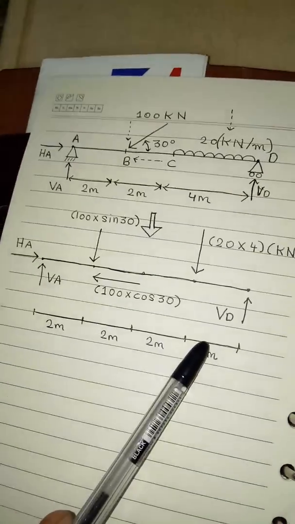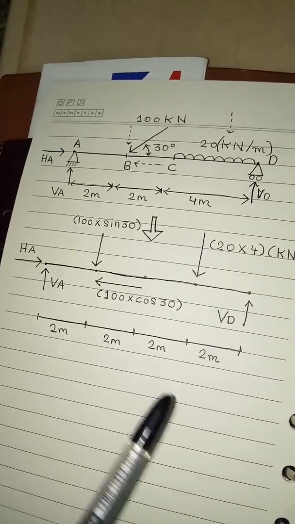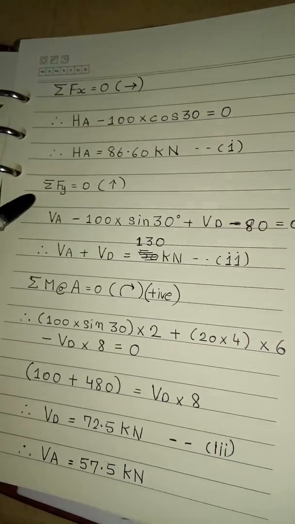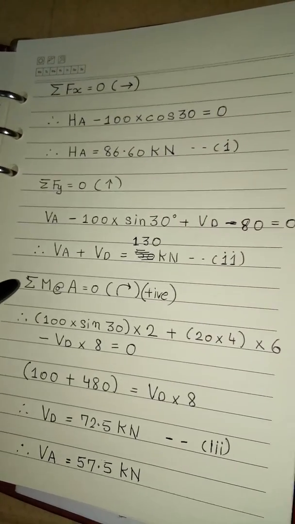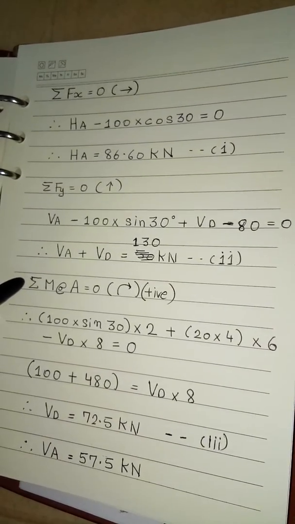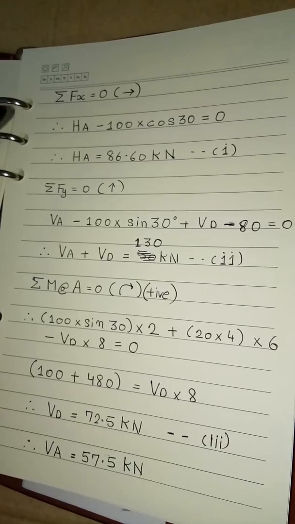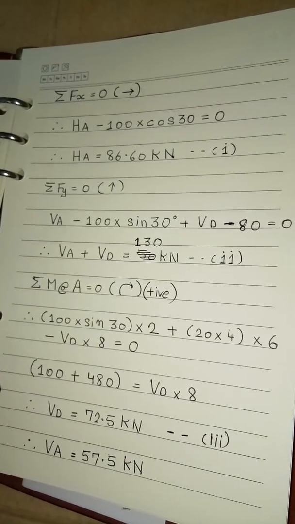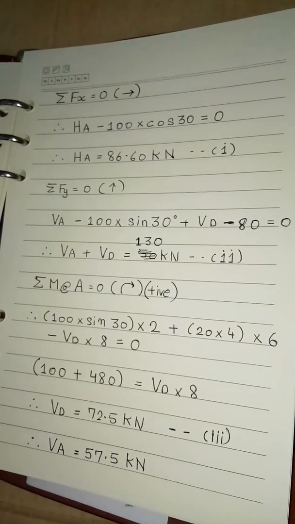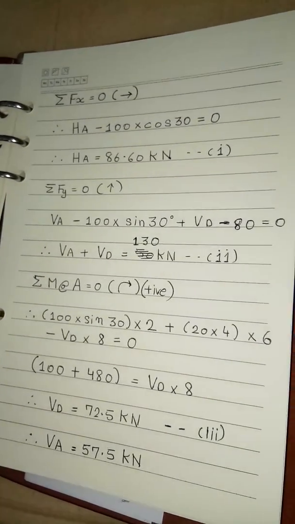So in this entire problem, I had three unknown values, that is HA, VA and VD, which I solved by using the equations summation Fx equal to 0, summation Fy equal to 0, and the third equation, summation of moment at A equal to 0. From these equations, I have got the values of HA, VA and VD. I hope this video has solved the problem of the simply supported beam.